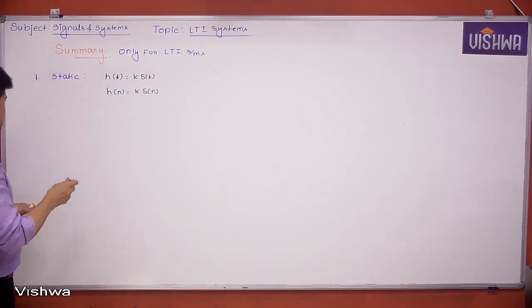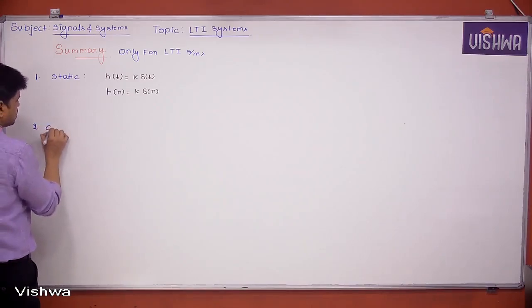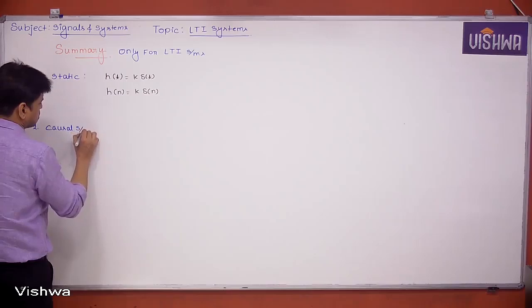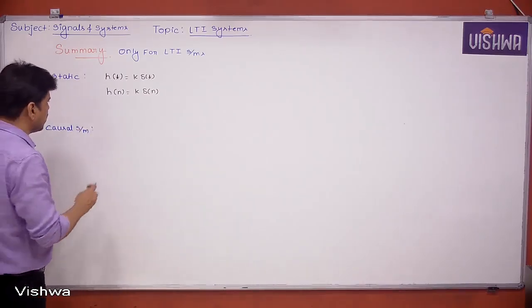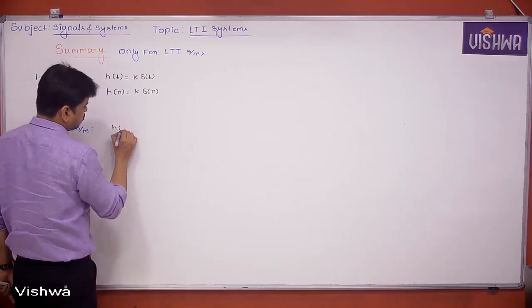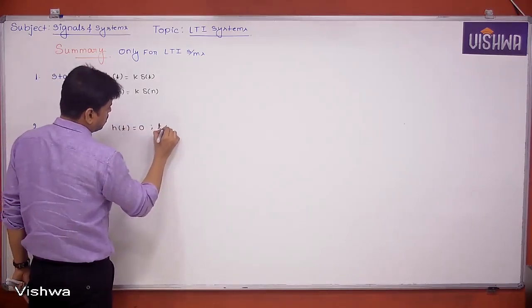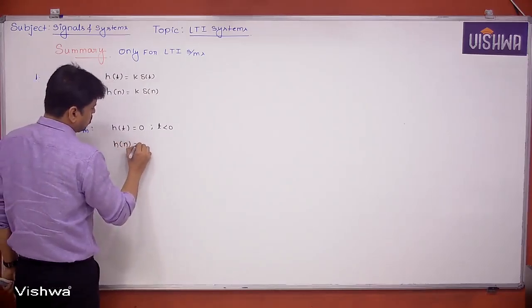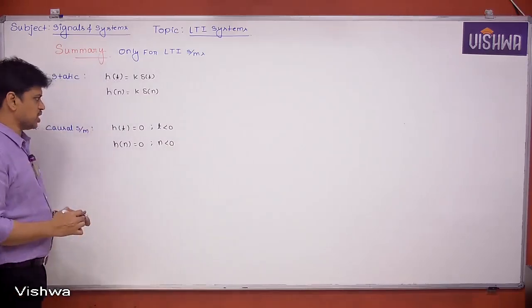Next, the second one, causal system. What is the condition on a causal system? H of t for a continuous time case is equal to 0 for t less than 0, and h of n is equal to 0 for n less than 0. This is the condition it has to satisfy.